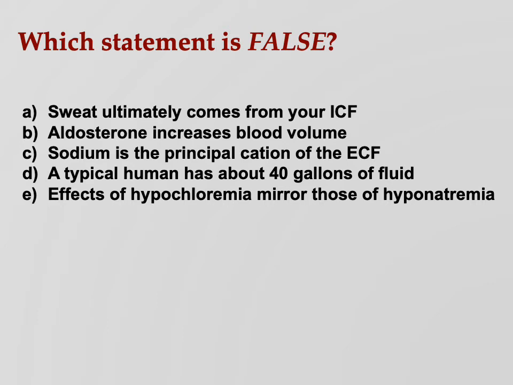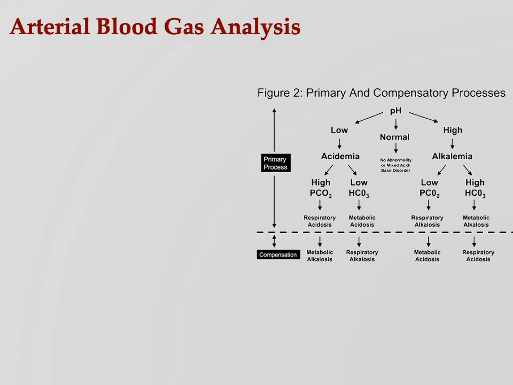So there you go. A typical human has about 40 gallons of fluid. Okay? A typical human has 10 gallons, or 40 liters, for a 150-pound male. Sweat does come from your ICF. Aldosterone does increase blood volume by saving sodium. Water follows solutes, so it saves water as well. Sodium is the main cation of the ECF, and chloride goes wherever sodium does, so whatever is happening with sodium happens with chloride.